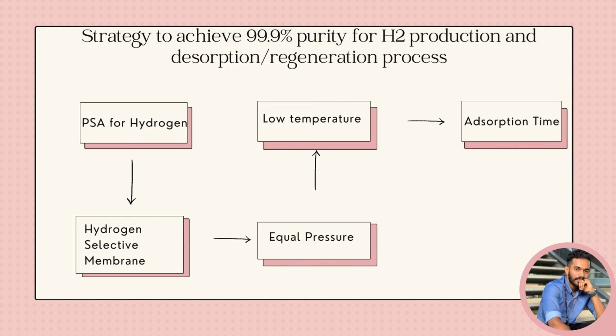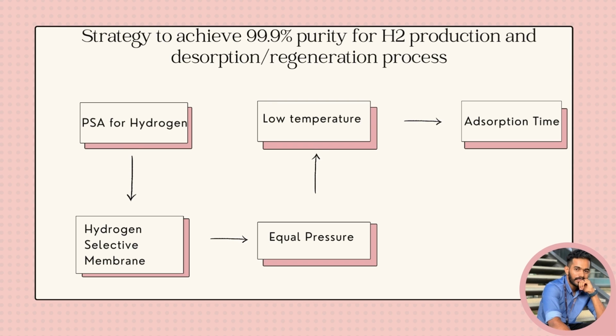Alright then, so let's focus on the next slide, which is about the strategy to achieve 99.9% purity for hydrogen production and desorption processes, which consists of PSA for hydrogen, hydrogen selective membrane, equal pressure, low temperature, and adsorption time. For the PSA for hydrogen, syngas is used to produce the hydrogen, with multiple layer beds of adsorbers like activated carbon and zeolite. Purification is achieved up to 99.9%, and 60 to 95% recovery can be achieved. The most common type is the 4-bed PSA, which produces the highest purification with the most efficient energy.